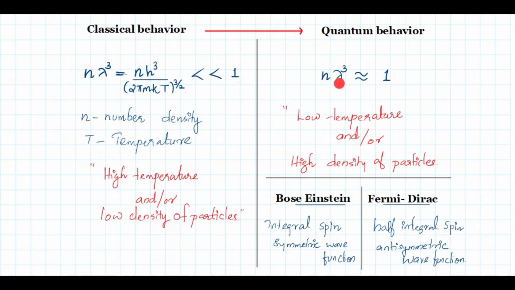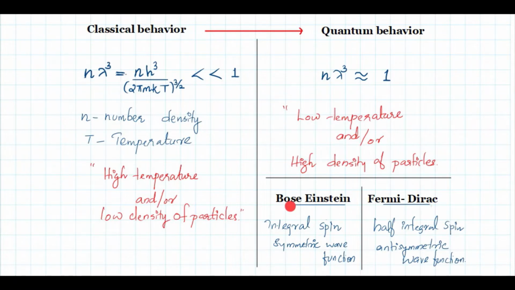If this value n lambda cube is of the order of 1, and that will happen if the number density is very high or the temperature is very low and if the particles are very light, in that case this n lambda cube will be of the order of unity and the system will show quantum behavior. And more interestingly, in this quantum behavior, the behavior depends on whether the system is made up of particles which obey Bose-Einstein statistics or Fermi-Dirac statistics.